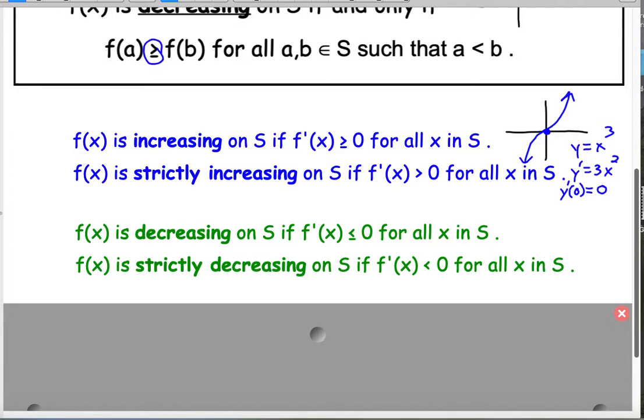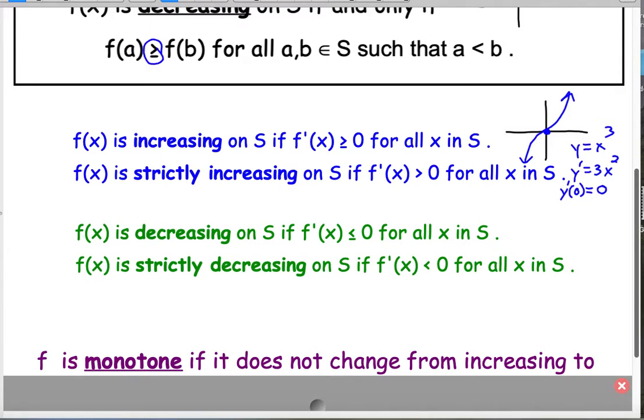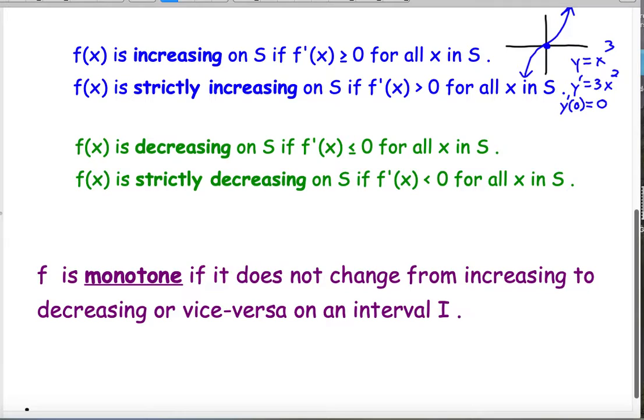And then similarly, we could say that a function is decreasing if the derivative is less than or equal to 0 for every x in that interval. So in other words, it's not positive. And then we'll say that it's strictly decreasing if the derivative is strictly negative for every x in that interval. Sometimes you'll see the phrase monotone referring to a function, and we'll say a function's monotone if it does not change from increasing to decreasing, or vice versa, on a specific interval I.